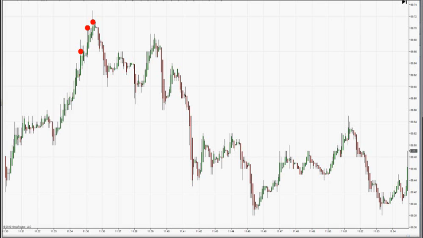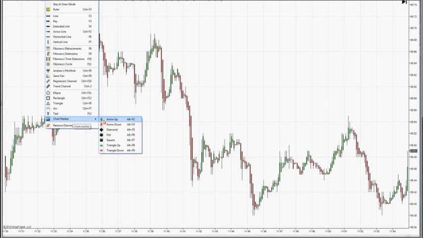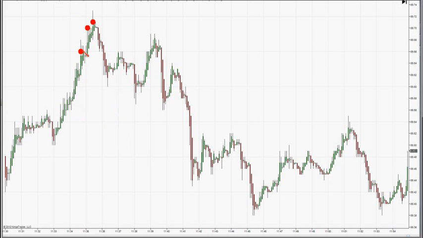Huge move to the downside. Here's your sell signal here. Just because the dot pops up, I'm going to show you an entry technique. This dot was not a sell. You got a sell there.